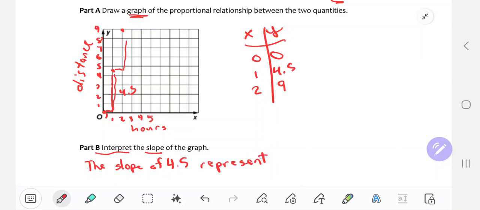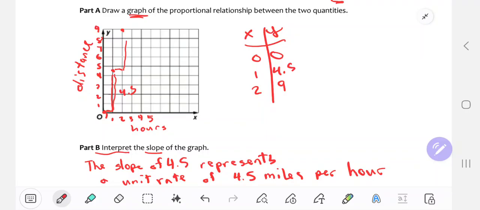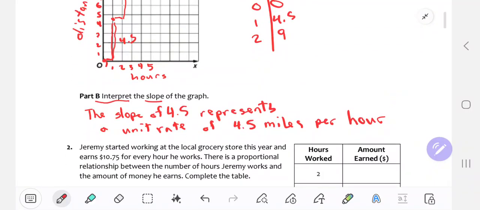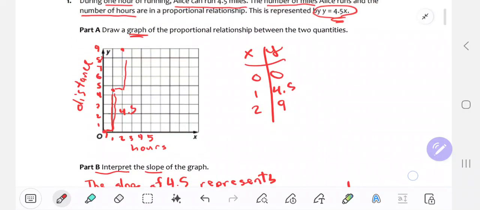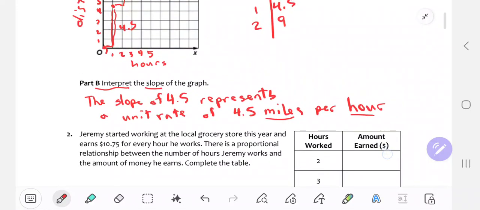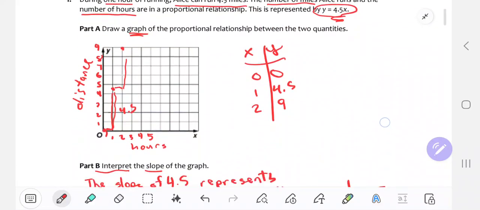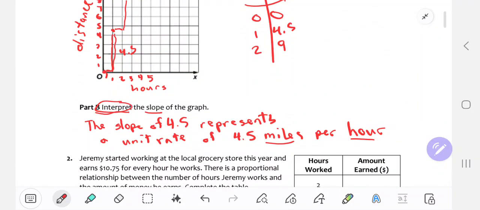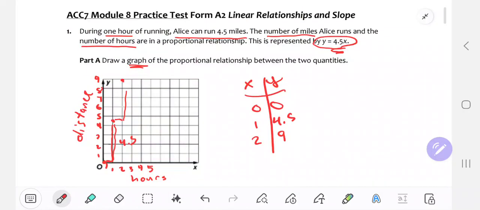So the slope of 4.5 represents a unit rate of 4.5 miles per hour. And we can write a little bit further. We can say 4.5 miles per hour is how fast Elise can run, but it's basically just giving it units and telling me what the slope represents in the real life situation. Interpret often confuses people, but it's pretty simple. Just go back and see what it meant up here, right? 4.5 miles in 1 hour.